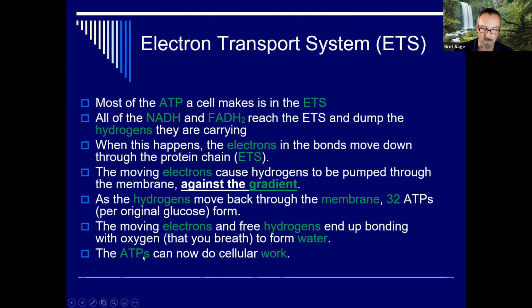The key here is now these ATPs can do cellular work, and this is what keeps us alive, all this process. So the key is these dump the hydrogens and electrons, the electrons pump the hydrogens from where there's less to where there's more, and then when the hydrogens flow back through the way that they want to go, it causes things to move, and that makes ATP. Now we've got what we need to be alive.